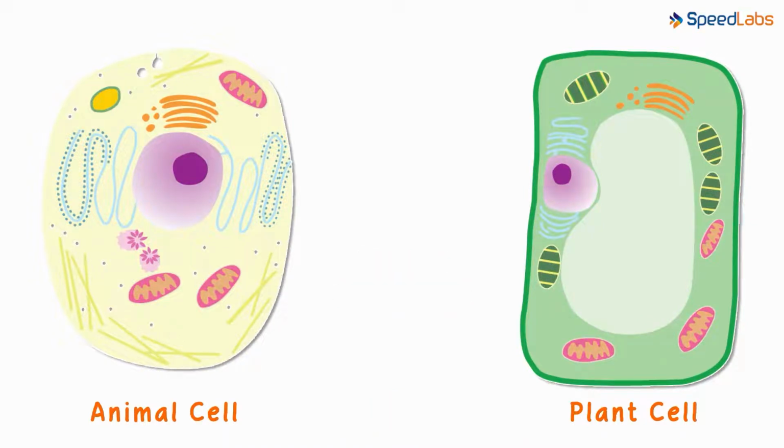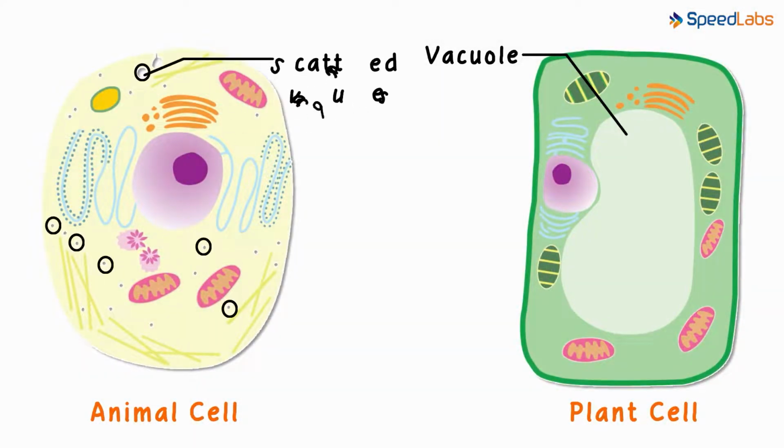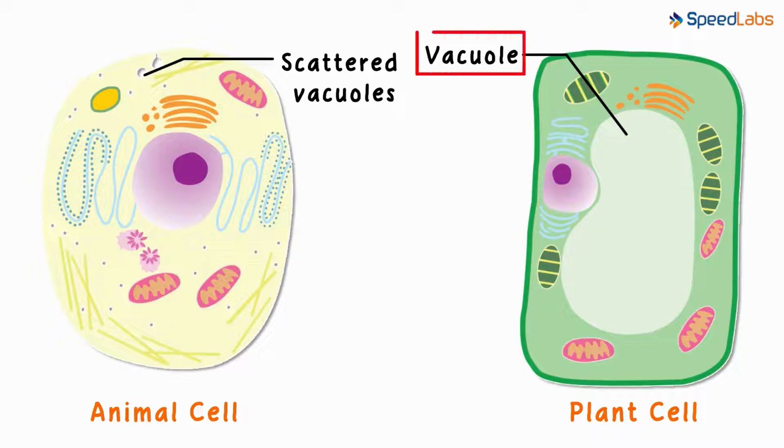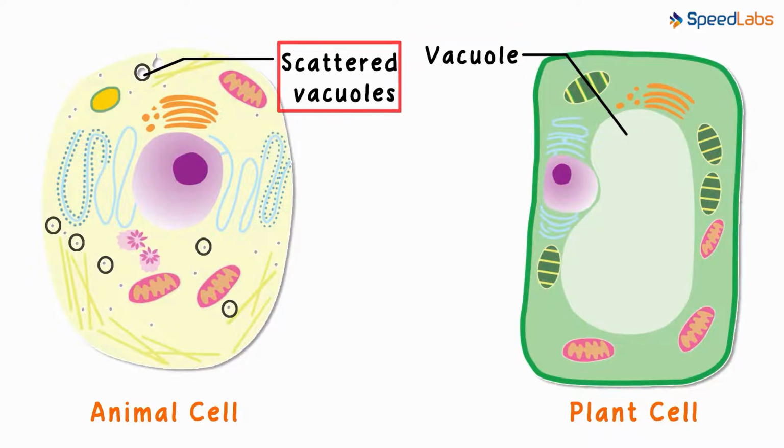In the plant cell, there is a large empty structure and it's called the vacuole. In the animal cell, there are several smaller ones scattered all over the cytoplasm. Let me repeat. The plant cell has one single vacuole, while the animal cell has several smaller ones.